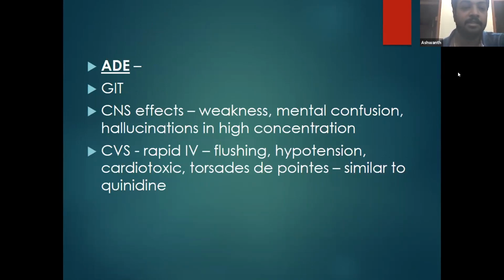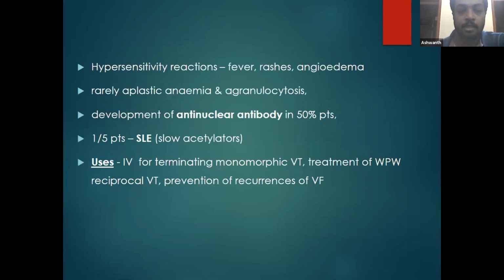Adverse effects are GI effects, CNS effects, weakness, mental confusion, and hallucinations in high concentration. CVS: with rapid IV, it causes flushing, hypotension, and is cardiotoxic, with toxicity similar to that of quinine. Hypersensitivity reactions lead to fever, rashes, angioedema, and rarely aplastic anemia and agranulocytosis.